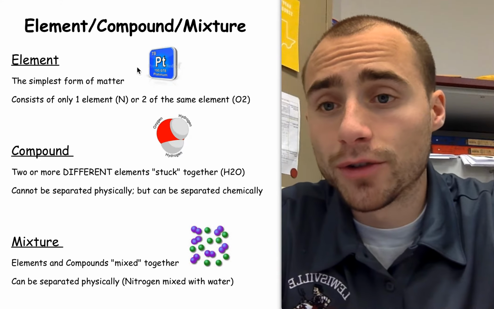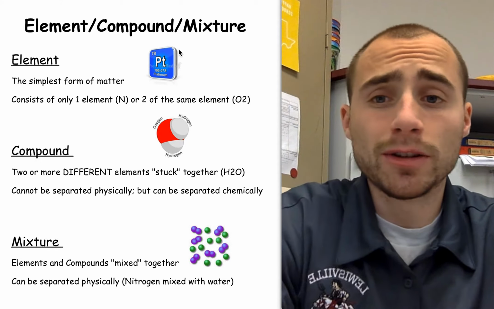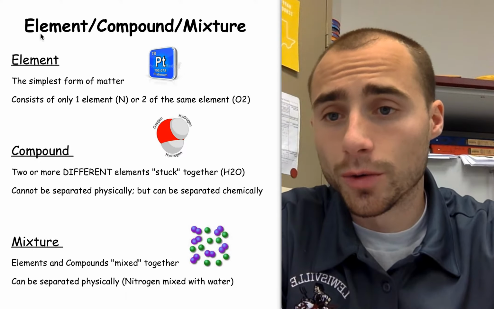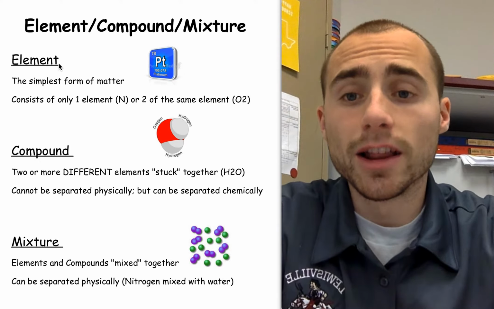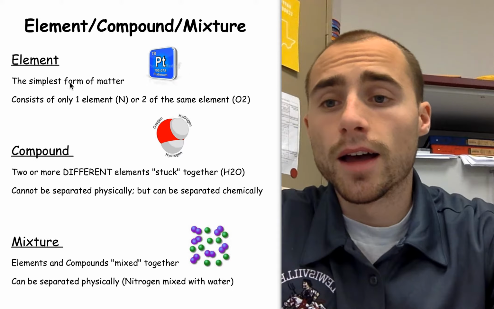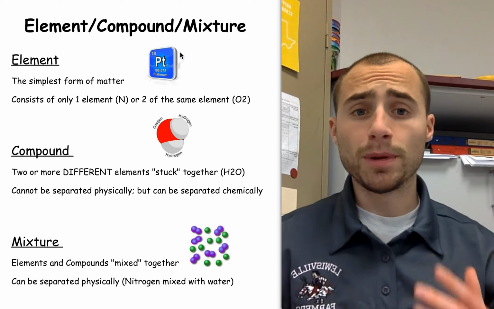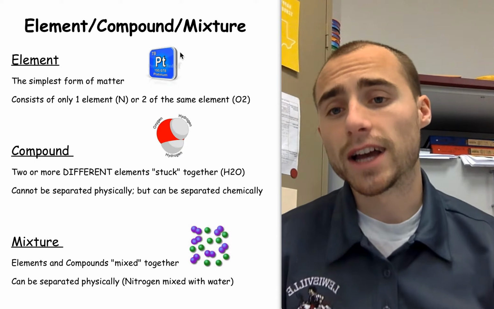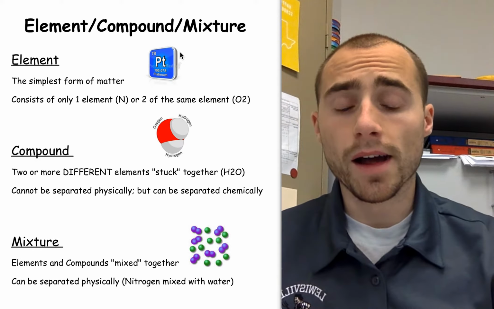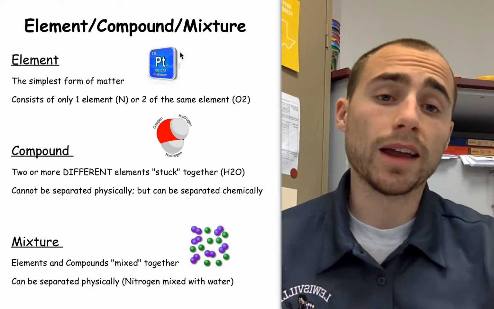Elements, compounds, and mixtures. Those are three different types of matter that exist in our world. Elements. An element just consists of one element, like I have platinum right here. So anything you see on the periodic table, if any of those elements is by itself, then that is going to just be an element. It's not any more complex than that.